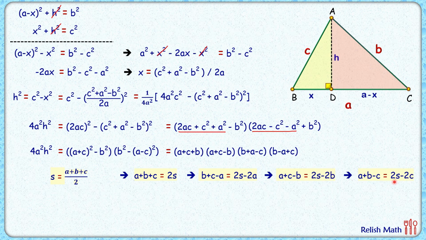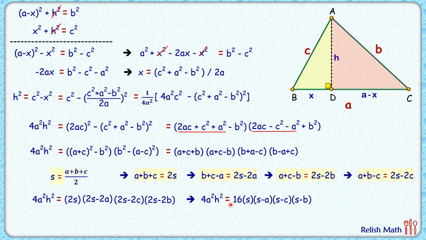And why are we doing this exercise? If you observe in our equation, this a plus b plus c, we can replace by 2s. a plus c minus b, we can replace by 2s minus 2b. b plus a minus c, we can replace by 2s minus 2c, and so on. Now here, when you're simplifying it, in the RHS, 2 will come common from all the 4 terms. So we'll get 4a square h square is 16 times s, (s minus a), (s minus c), (s minus b).